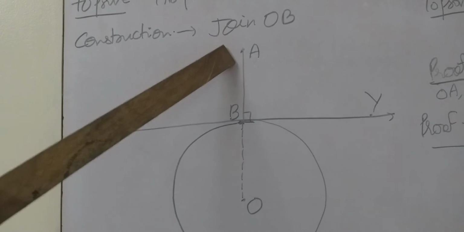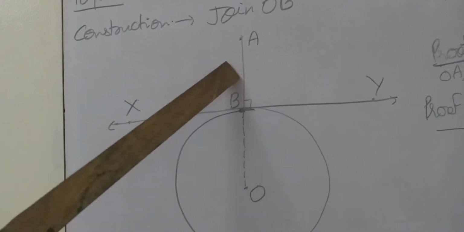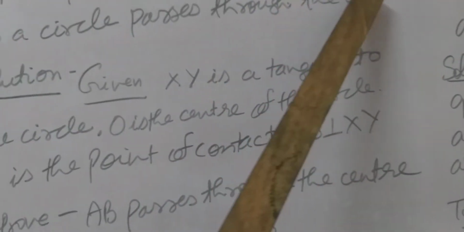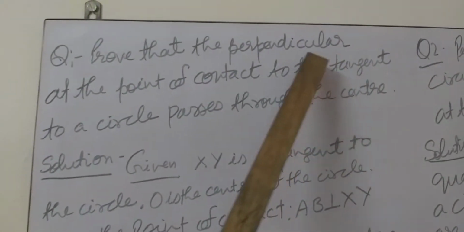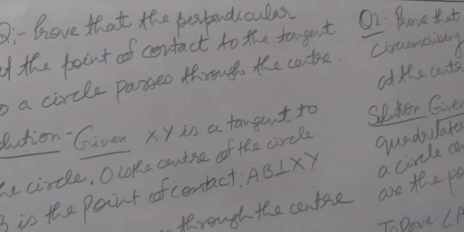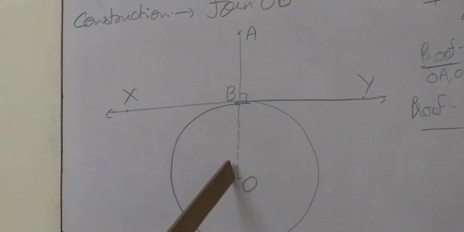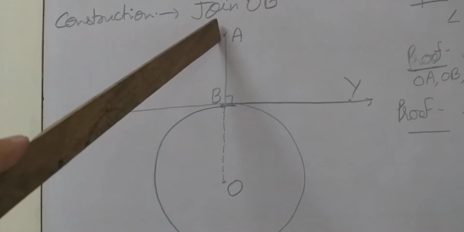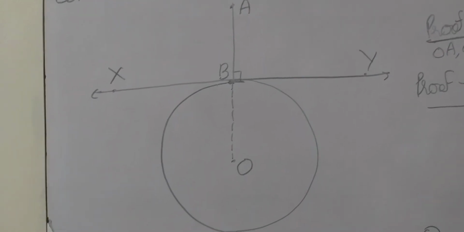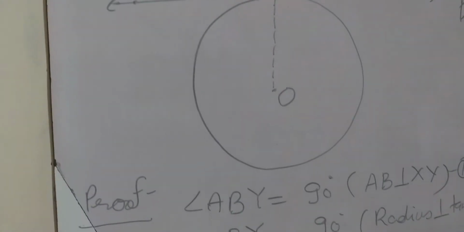Now students, when ABO is a straight line, it means the perpendicular AB passes through the center. And this we have to prove: that the perpendicular at the point of contact to the tangent to a circle passes through the center. To prove this, we have proved ABO is a straight line. Then we can write perpendicular AB passes through the center.